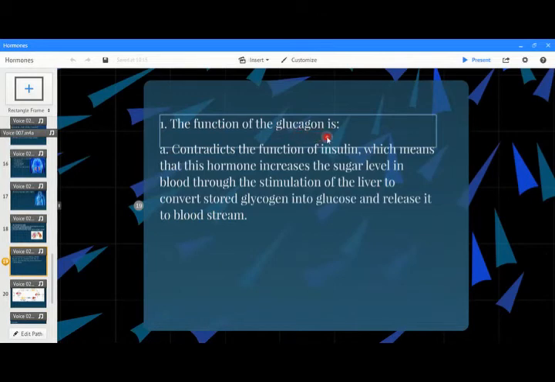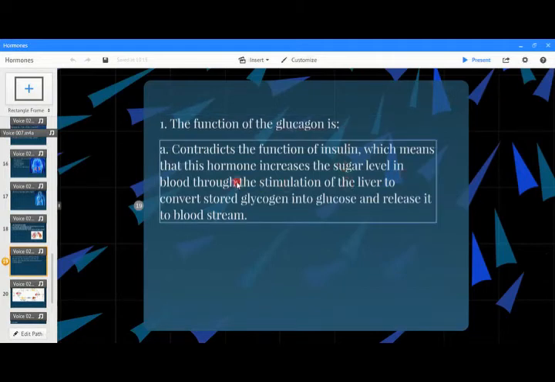The function of glucagon is the opposite of the insulin hormone. We said that insulin hormone reduces the level of glucose sugar in blood. Glucagon hormone contradicts the function of insulin, which means that it increases the sugar level in the blood through stimulating the liver to convert glycogen into glucose and release it to the blood stream. So glucagon increases the sugar level, while insulin reduces the level of glucose in blood. This is the difference between them.